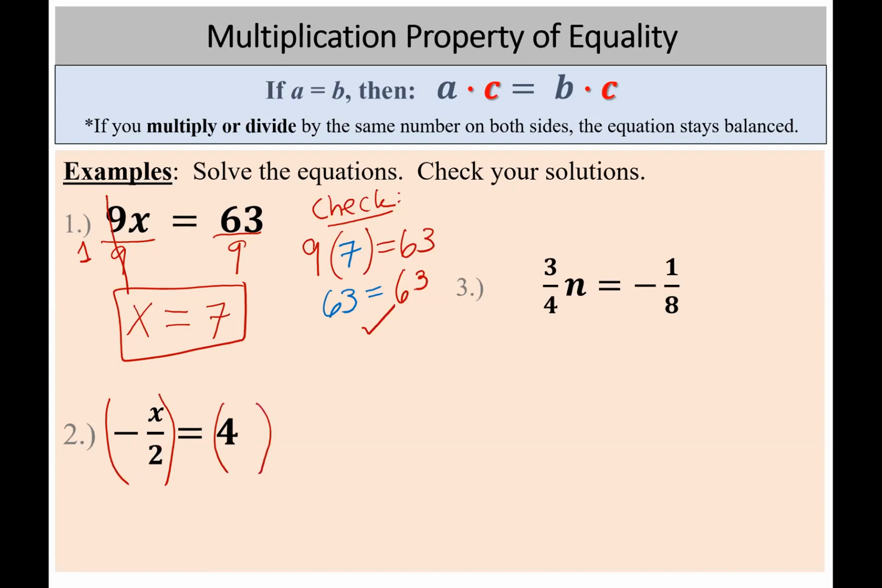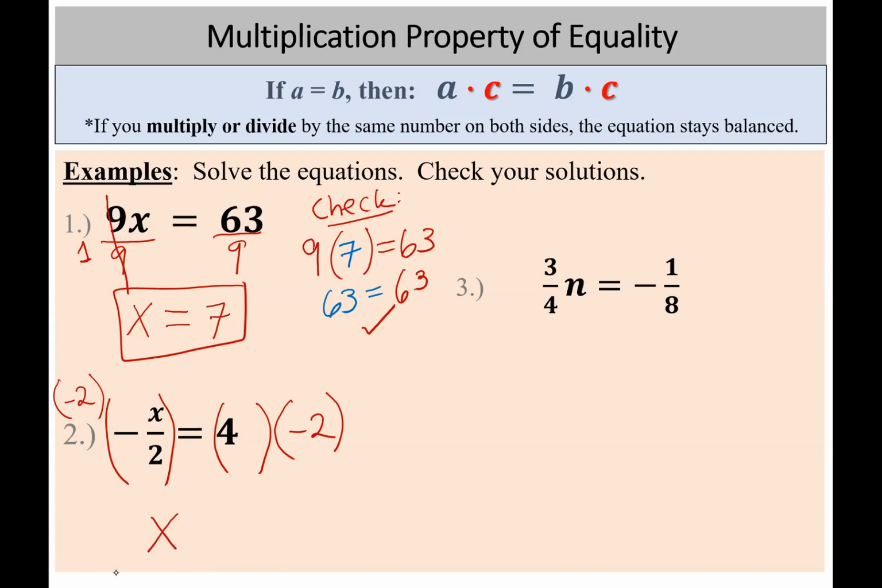We can multiply not just by 2, but we can multiply by negative 2. So what I'm doing is I'm putting the negative x over 2 in parentheses, and then I'm writing a negative 2 off to the side like I'm multiplying. So I'm multiplying the left side by negative 2, and then I'm also doing the same thing on the right side. So again, the original problem was negative x over 2 equals 4. I want that x to be by itself, isolated.